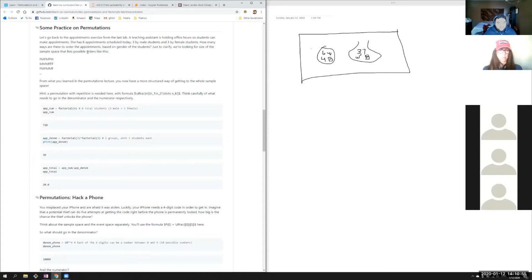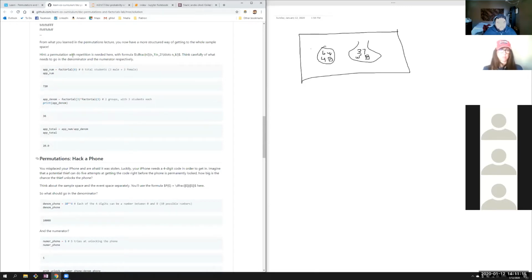She is holding office hours. So she had 6 appointments, 3 by male. How many ways are there to order the appointments based on the gender? Clarifier: we're looking for the size of the sample space that lists possible orders like this. Okay. You now have a more structured way of getting to the whole sample space.